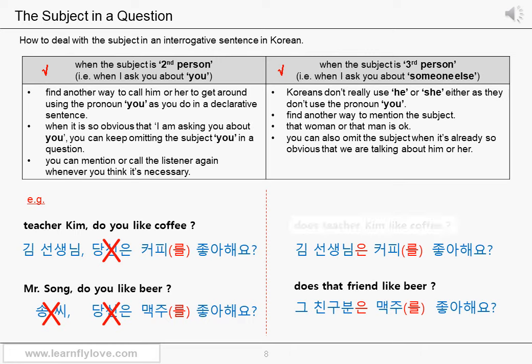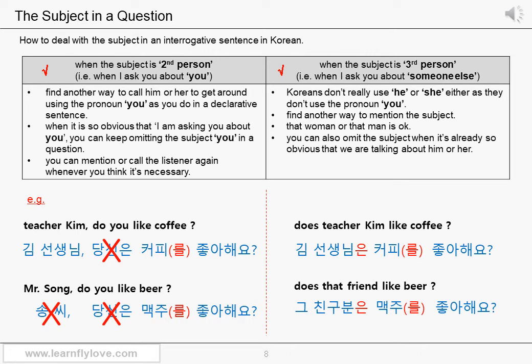Let's see the example. Does teacher Kim like coffee? What's the declarative sentence? Teacher Kim, 김 선생님은 커피를 like, 좋아해요. Then how do we make this a question form? Just add a question mark at the end and make a rising tone with the last letter 요. 김 선생님은 커피를 좋아해요? That's it. Since we are talking about the third person, it will be more obvious if we mention who the third person is. But like we said, you can also omit the subject when it's already so obvious that we are talking about him or her. Does that friend like beer?